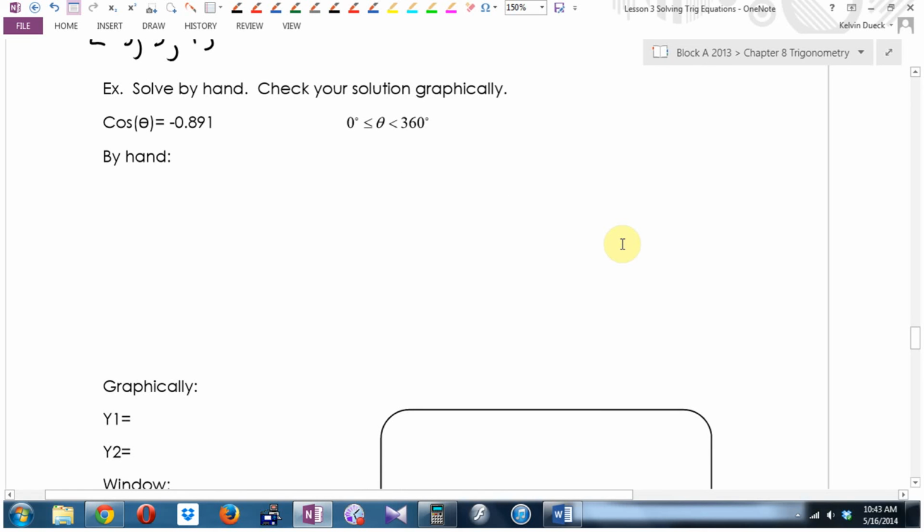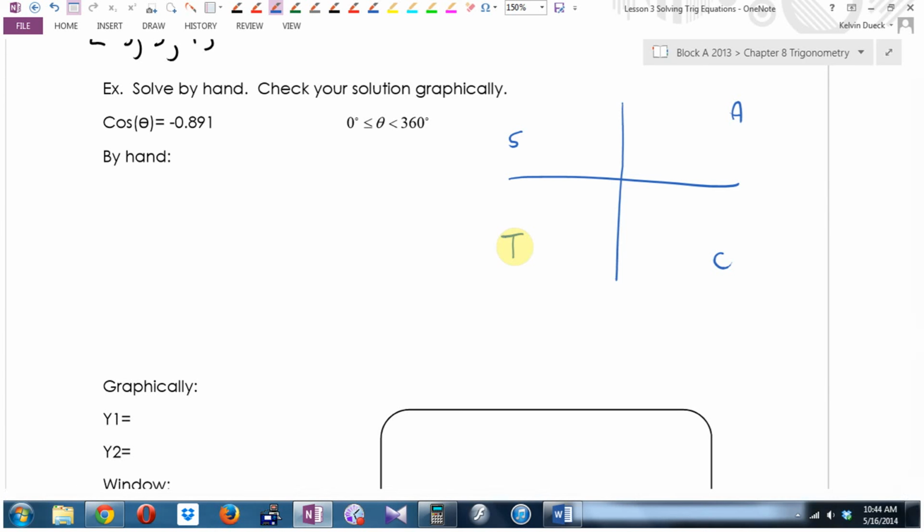Solve by hand and then check your solution graphically. You ready? Let's solve this by hand. They want us to find cosine of theta, the angle. Sketch. Cast rule. What quadrants are we in? Cosine, negative or positive, according to this question. So where's cos negative? Here and here, because it's positive in the other ones.